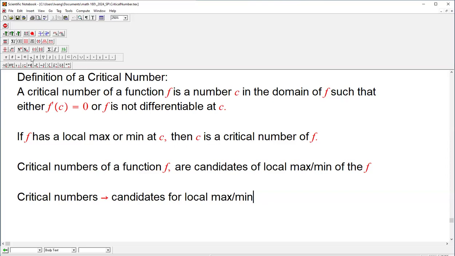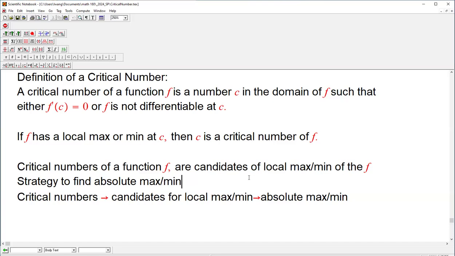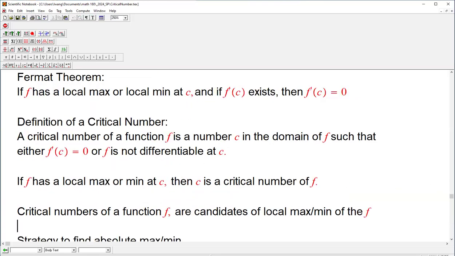And from among these local max, local min, if we require, we will find the absolute max or min. Okay, so this is the general trajectory to find the absolute max or min. So this is our strategy. You can see finding critical numbers is very, very important.